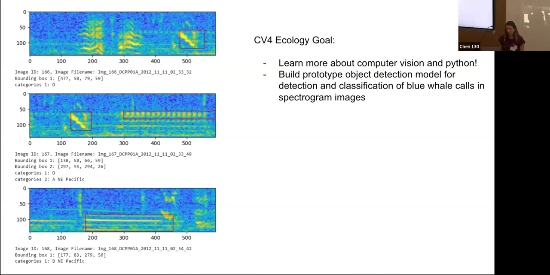Classification of calls. What are the different classifications? What does it connote for the whale? Yeah. So there's a blue whale decal, which is associated with foraging.